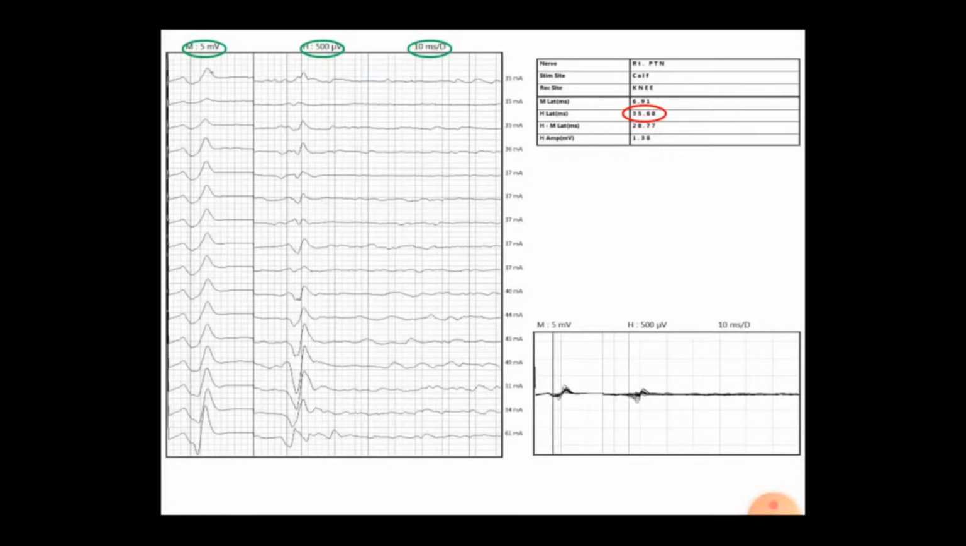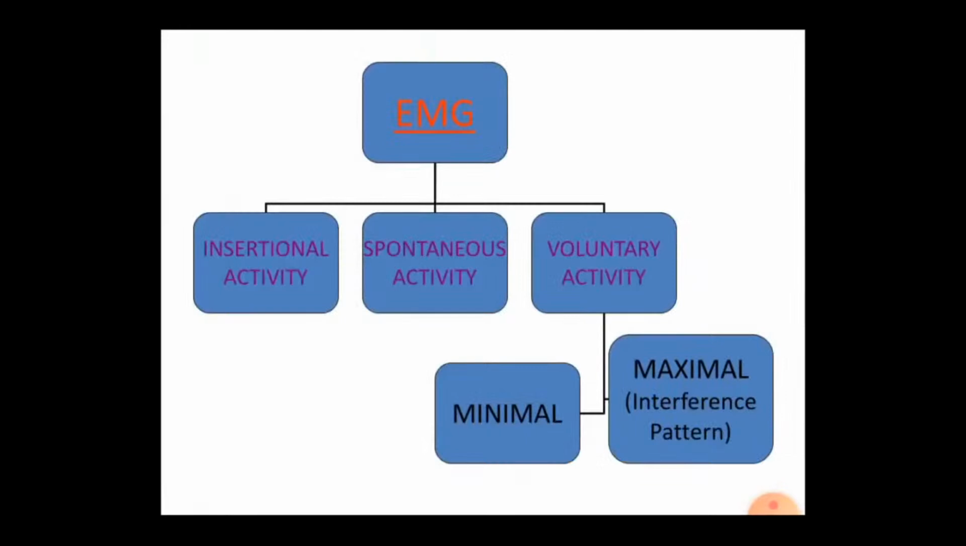Generally the maximum allowed value for H reflex when it is recorded from soleus is 32.5 millisecond. So definitely 35.68 millisecond is more than 32.5 millisecond, which is the maximum allowed latency. So here it is suggestive of radiculopathy. Now let us see EMG.